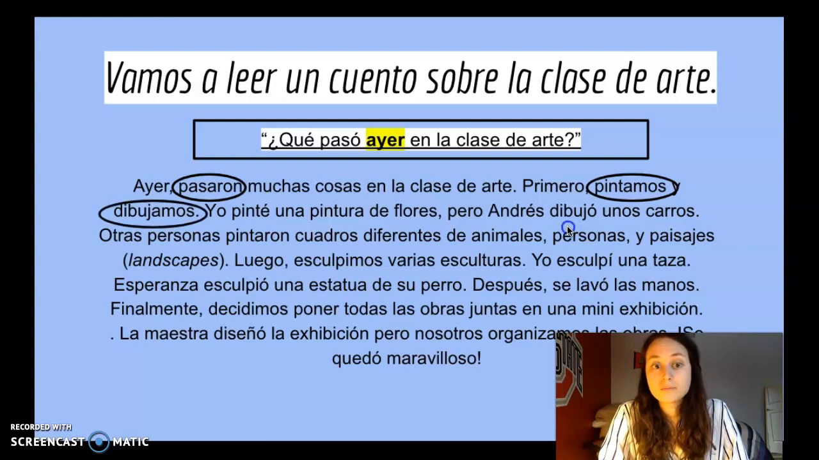Yo pinté. I painted a picture of some flowers. Pero Andrés dibujó unos carros. Okay? So those are the first five. Okay? So you see the different verbs. This is the third person plural. This is the nosotros form. This is the first person singular. And this is the third person singular.